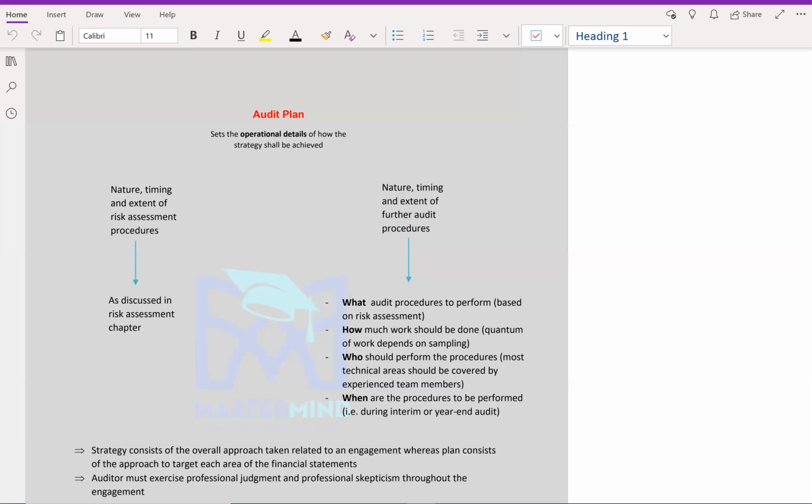What audit procedures to perform based on risk assessment, how much work should be done, right? Who should perform the procedures? This is very important. Who should perform the procedures? All right. For example, if I have an understanding of the inventory, say it's a chemical, right? Now, I haven't performed an audit of a chemical company before. Do you think I should be going to the inventory count?